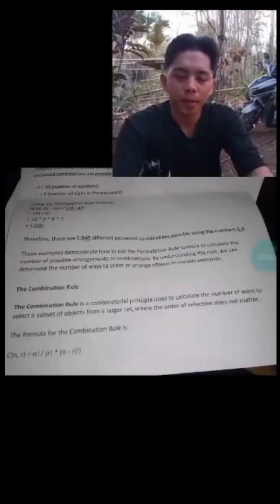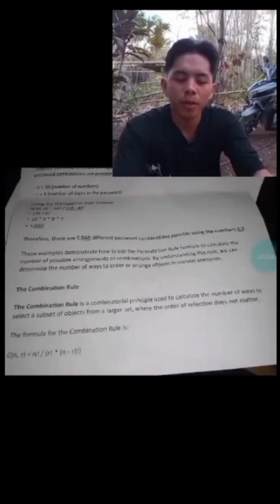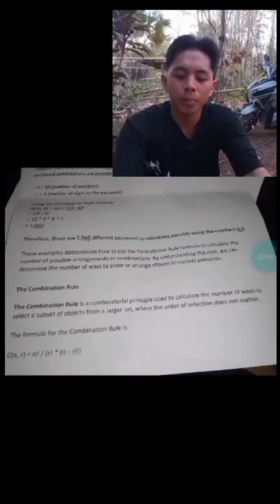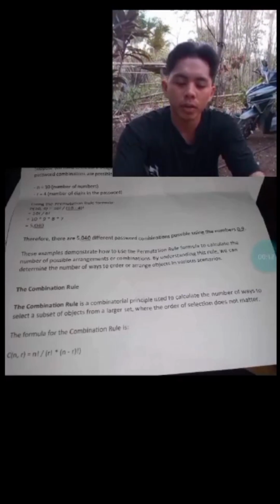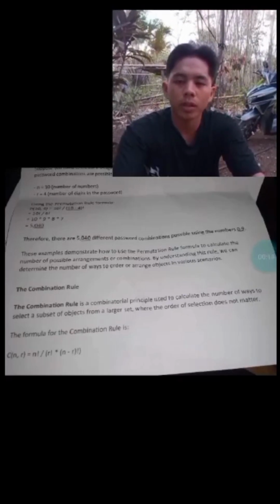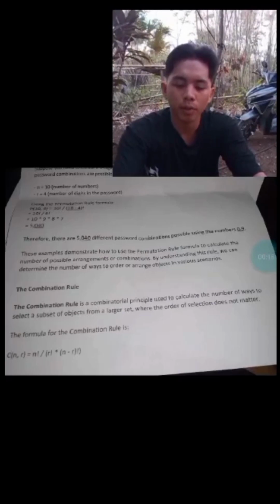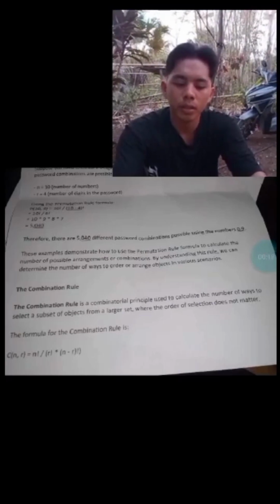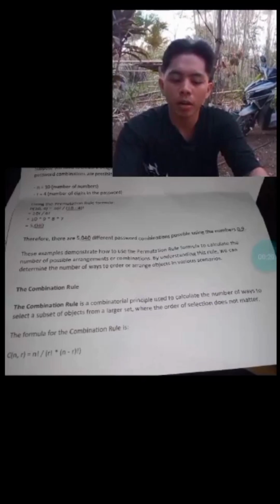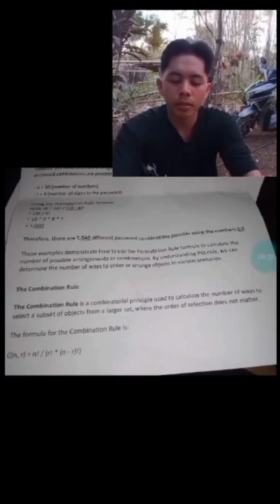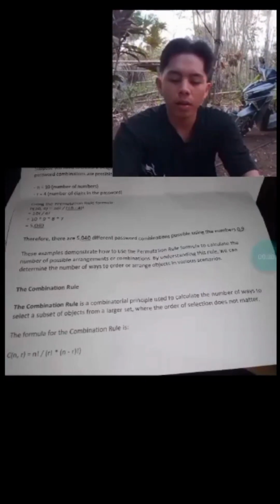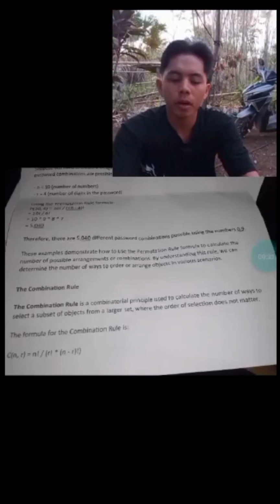So the next topic is the combination rule. The combination rule is a combinatorial principle used to calculate the number of ways to select a subset of objects from a larger set, where the order of selection does not matter. The formula for the combination rule is C of n and r equals n factorial divided by r factorial multiplied by n minus r factorial.